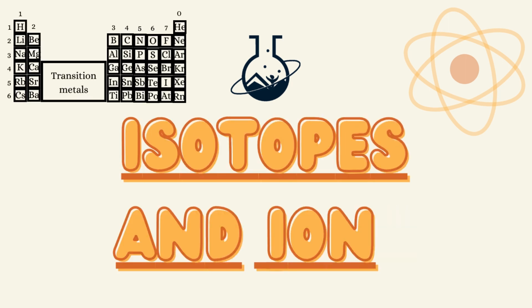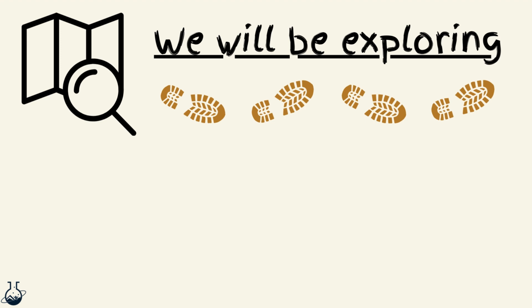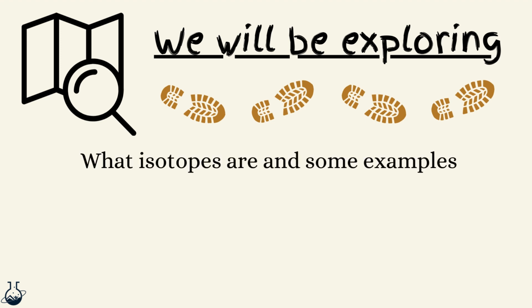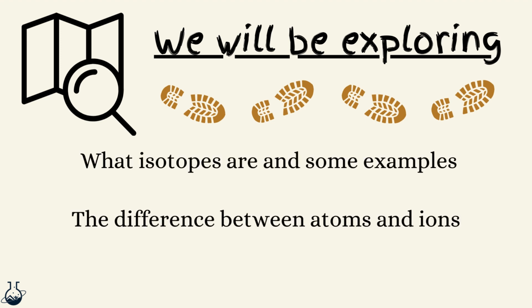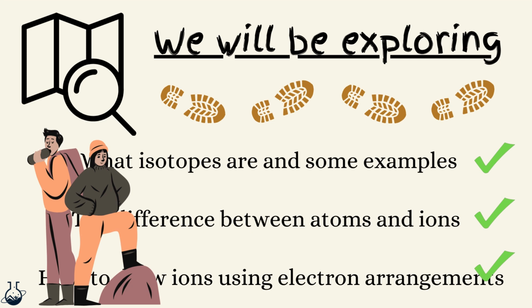Before you get started, you will find it useful to have a periodic table to hand to help you along the way. Throughout this video, we'll be exploring what isotopes are and some examples, the difference between atoms and ions, and how to draw ions using electron arrangements. Let's get started.